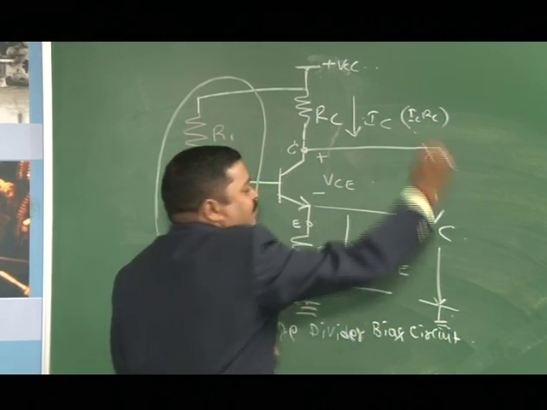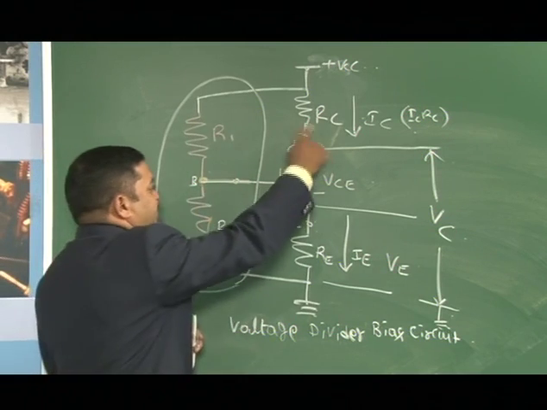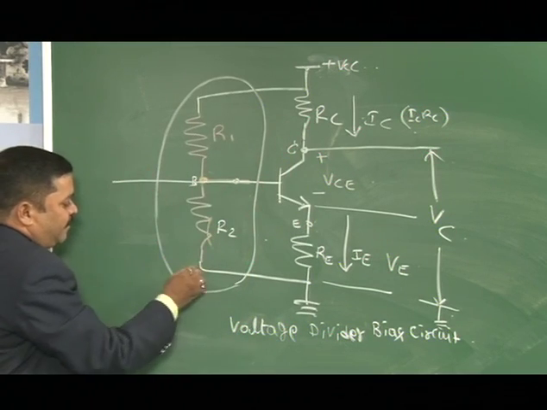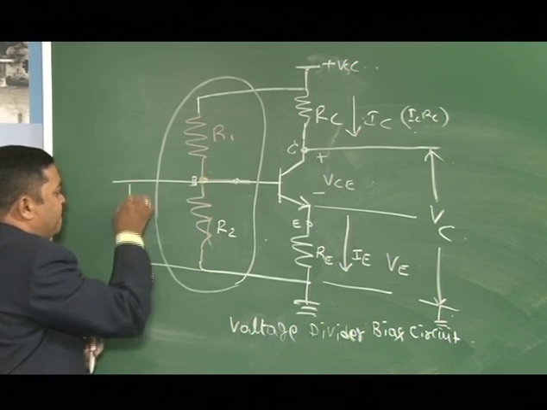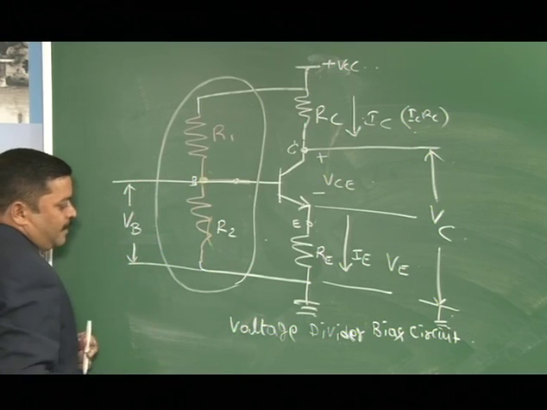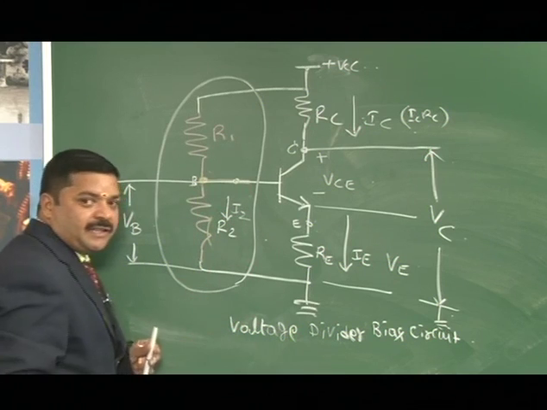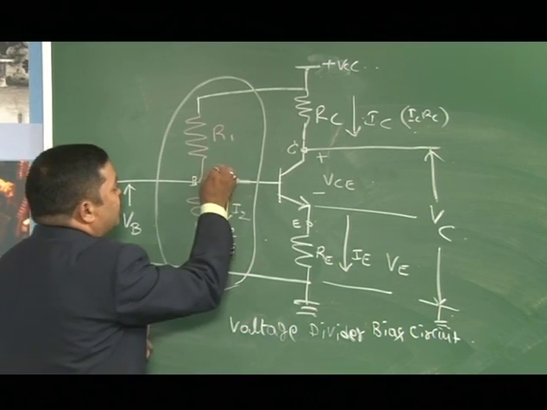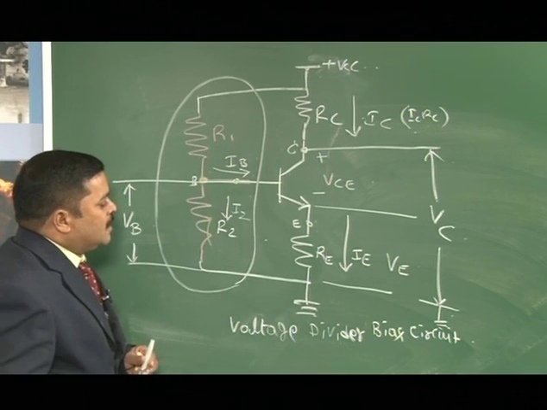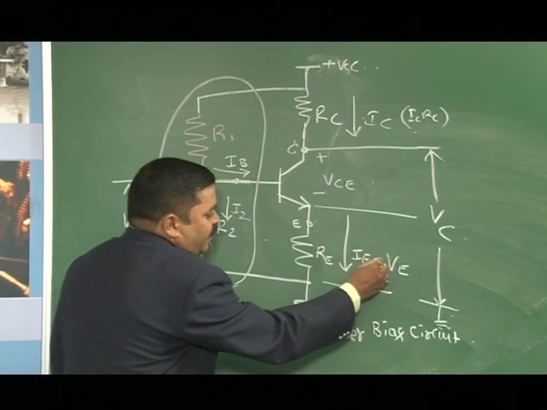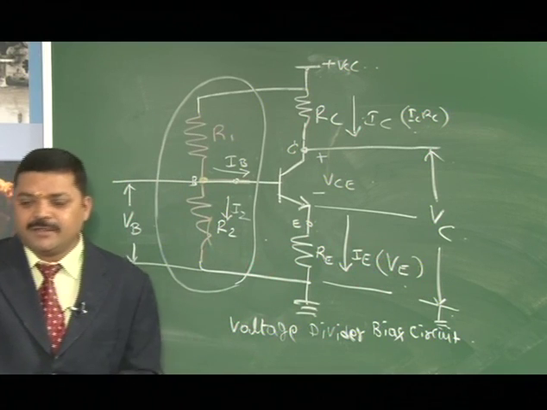We know that current multiplied by resistance gives voltage, that is the drop in the RC. And this voltage between base and the ground we call VB, and the current I2 is flowing in the R2, and the base current IB is flowing through the base. The voltage in this RE is VE, which is given by IE into RE.